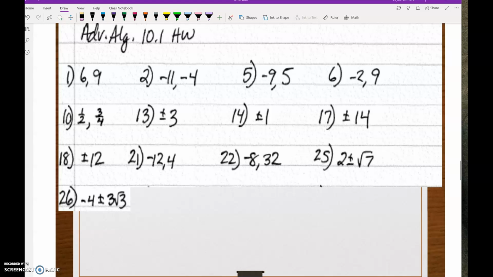Here are the answers for the problems in 10.1, the first part, I believe. If you want to look at these for a little bit longer, just pause the video and then you can check your work against these answers.